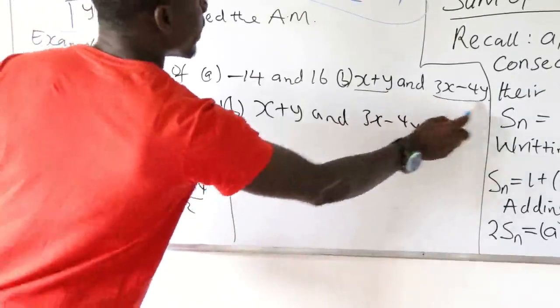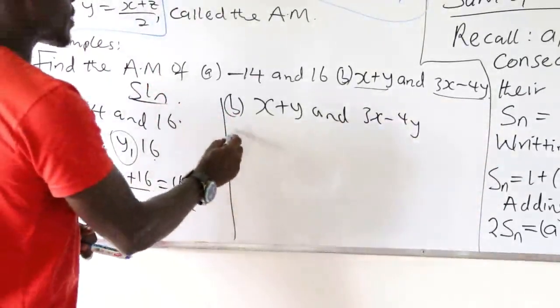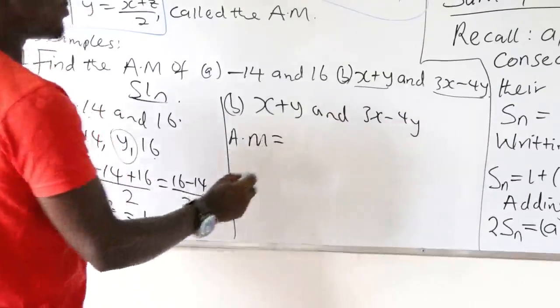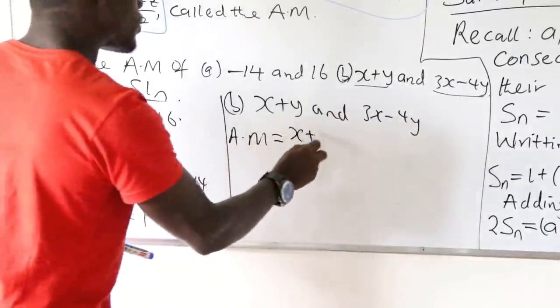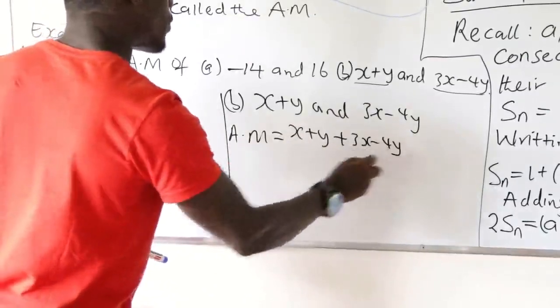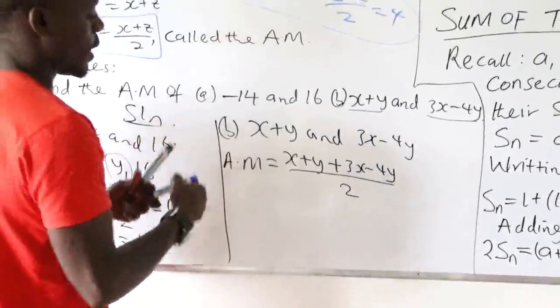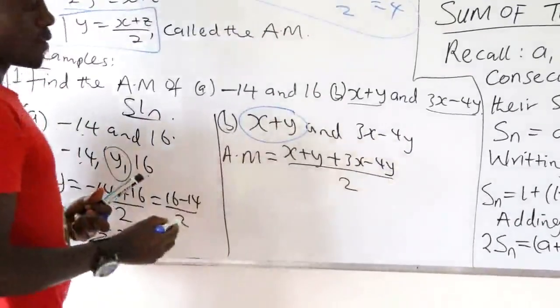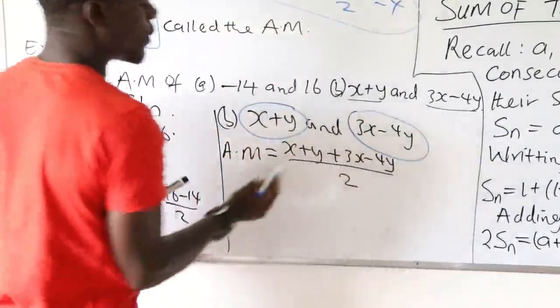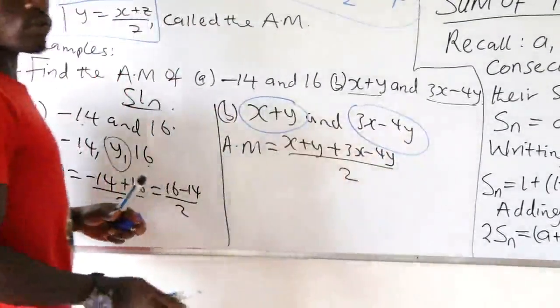Now, the B part of the question now, the terms are x plus y and 3x minus 4y. We have them here. x plus y and 3x minus 4y. So their arithmetic mean is going to be x plus y plus 3x minus 4y all over 2. That is, we pick our x plus y plus our 3x minus 4y, because this one means the same number and this is also a single number too.